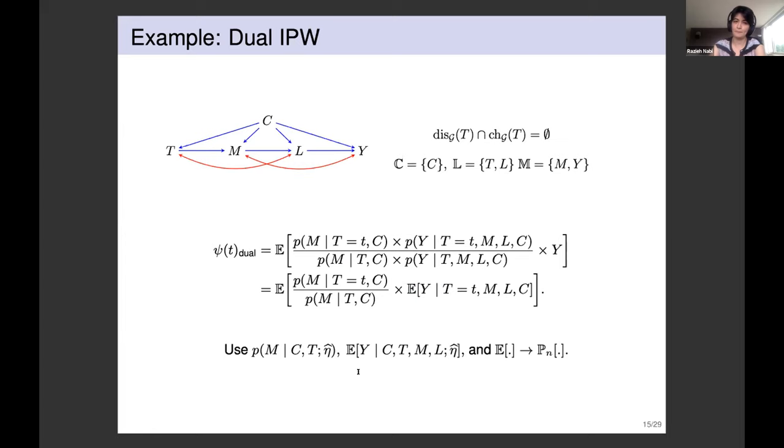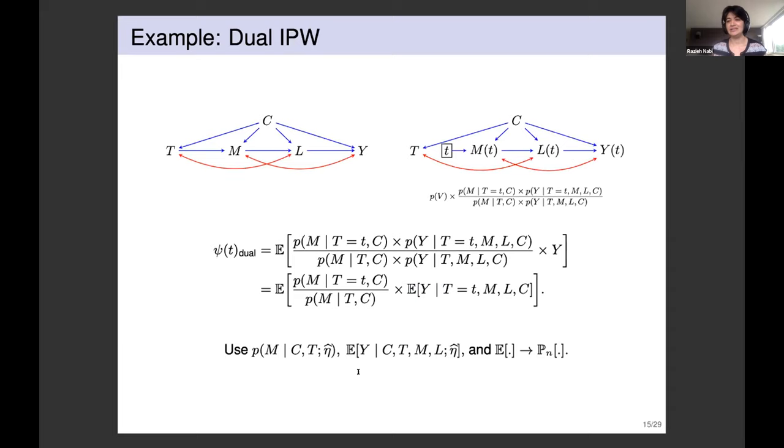The dual IPW in general has a very neat graphical interpretation. What we are doing is dividing the joint distribution by these two conditional distributions and remultiplying by the same conditional distributions, but evaluating those pieces at the treatment equals little t. This operation corresponds to the treatment splitting operation, where the random part of the treatment gets all the incoming edges and all the bidirectional edges, and the fixed part gets all the outgoing edges. And again, the variables that are downstream of the treatment will turn into counterfactuals.